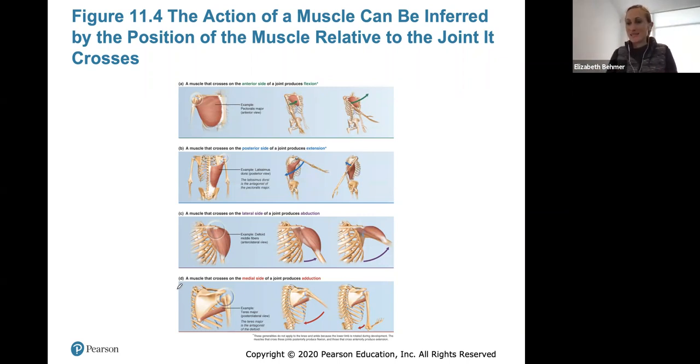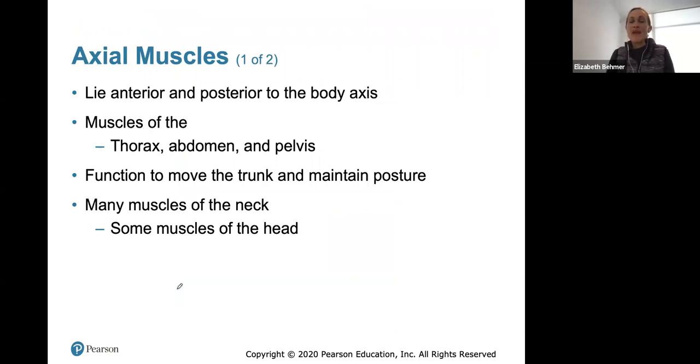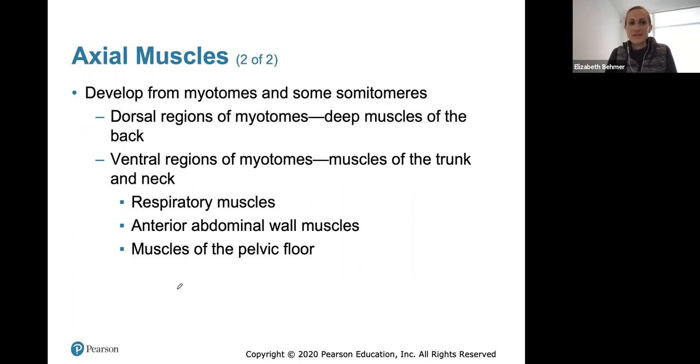The axial muscles are all those that lie on the anterior and posterior side of the body axis. These are muscles of your thorax, your abdomen, and your pelvis. They function to move the trunk and maintain posture, and many muscles of the neck are also axial muscles. They develop from myotomes and somitomeres, which you don't need to know.